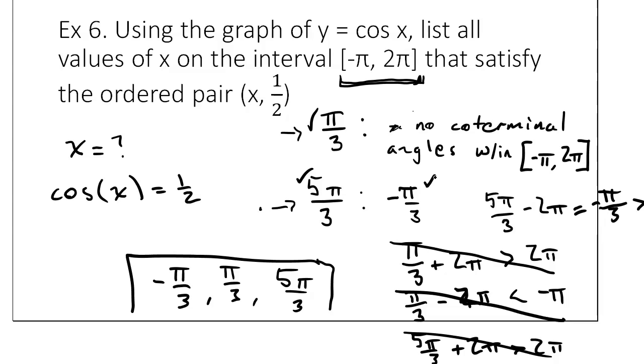Since these are our only angles that satisfy both the ordered pair and our range, these three angles are the only angles in our solution. So that's how we get that. Let's go to our next example.